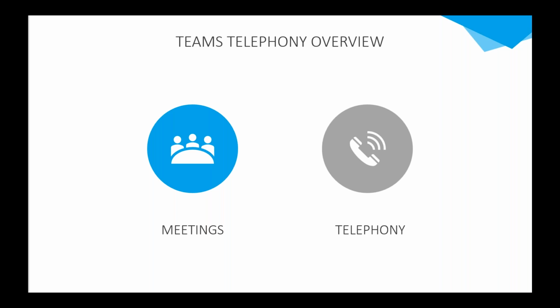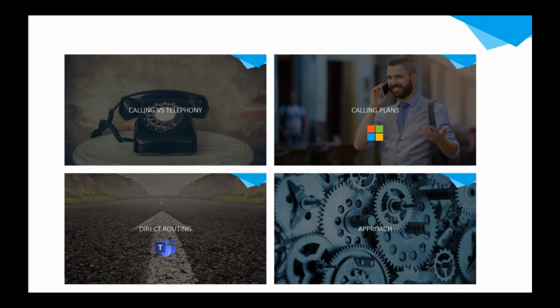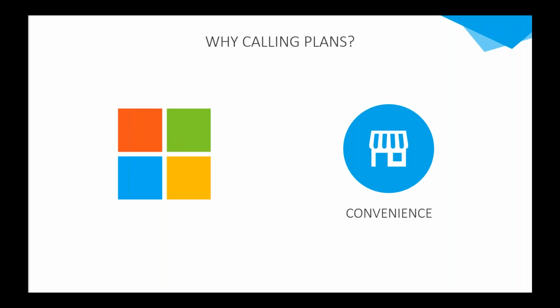Telephony, on the other hand, there are a couple of choices, which is what we're going to look at in a little bit more detail, which is calling plans or direct routing. Essentially, calling plans is where you take Microsoft to be your carrier, they're the provider of the PSTN service, or direct routing, which is where you bring your own SIP trunk to the Office 365 environment. So the first of those is calling plans.